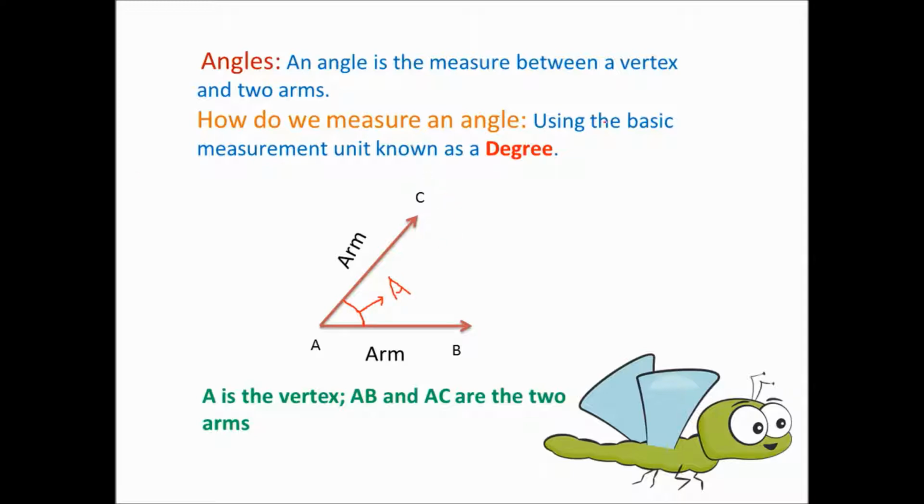Now how do we measure an angle? The basic measurement unit for angle is known as a degree. If this is our angle, we measure an angle with the degree, right? So as I have already said that A is the vertex, AB and AC are the two arms, and this measurement is our angle.